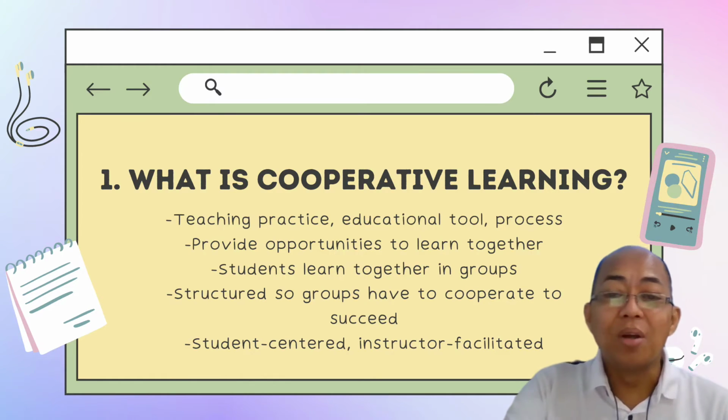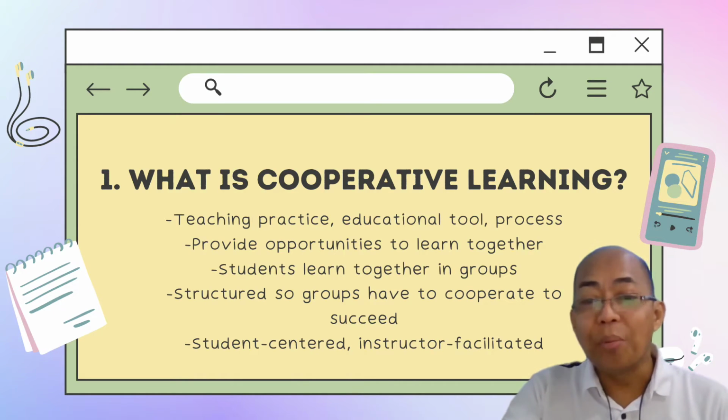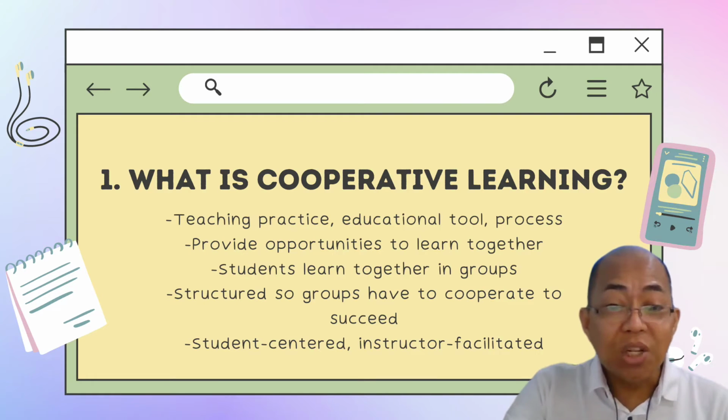So the idea of cooperative learning is to allow students to, of course, not only discuss and talk about the topics assigned, but at the same time to develop interpersonal and cooperative skills through sharing and discussion. And of course, another element of cooperative learning is that the class learns together in small groups.